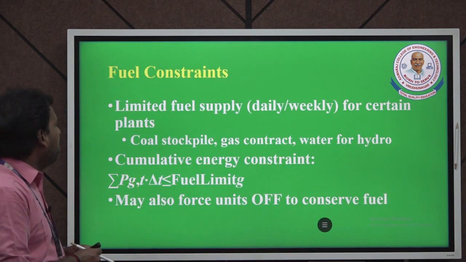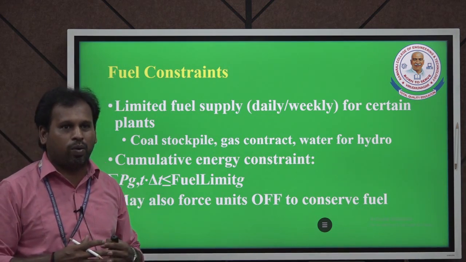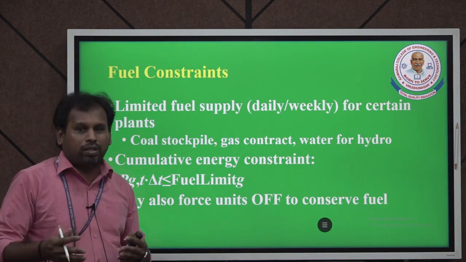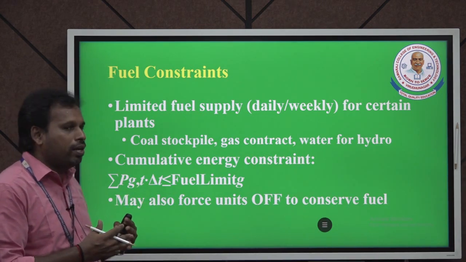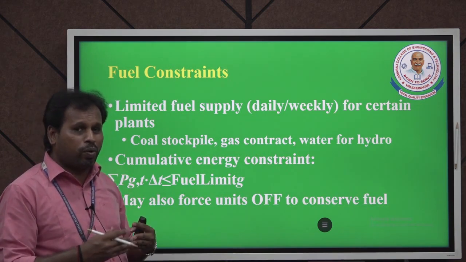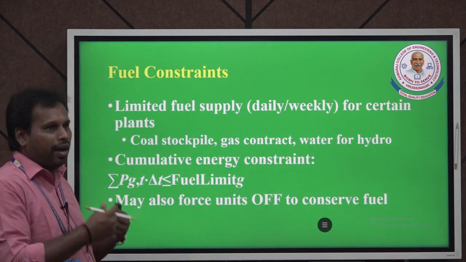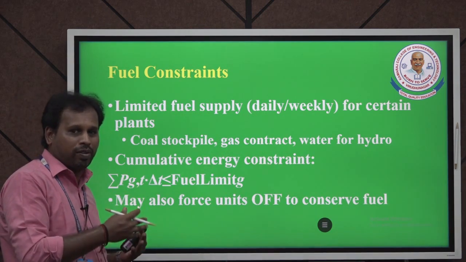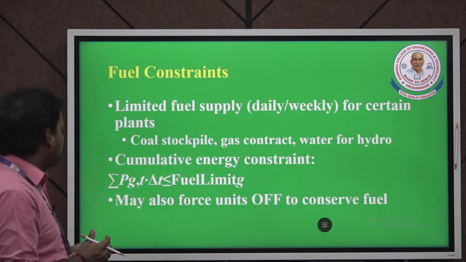Fuel constraint means limited fuel supply, daily or weekly, for certain plants. Sometimes we have a lot of water for a hydropower plant, sometimes we don't, so we need the fuel constraint also. Renewable energy we take as the base, and coal and thermal power plants we take for when peak demand is needed. So we analyze maximum and minimum availability and cost, how low or high, so that we can fix the fuel constraint.